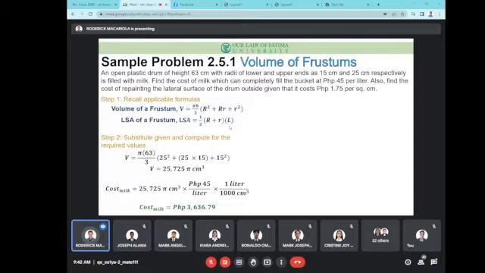See, may application pala yung dinidiscuss natin. Now, moving forward, isolve naman natin kung magkano gagastos niya para i-repaint yung ating drum. Una, ayan yung drum natin.